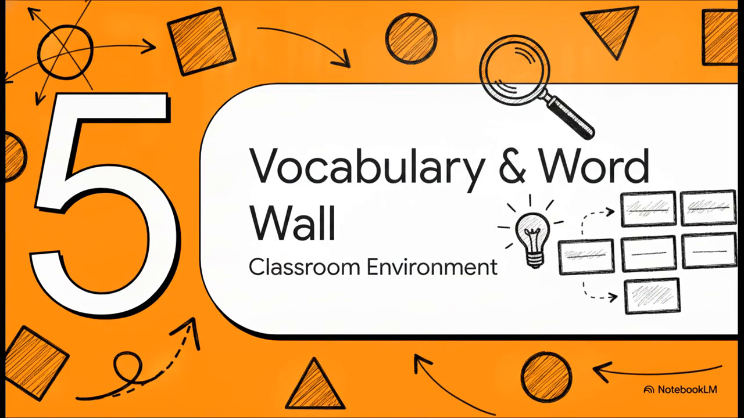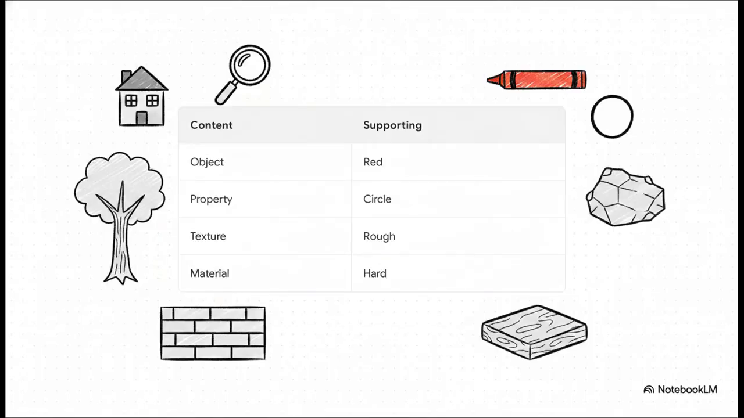Section 5, Vocabulary and the Interactive Word Wall. The classroom environment. Let's move to how this all builds and how to visually anchor everything your students are discovering. It's really helpful to distinguish between our two tiers of vocabulary. On one side, we have our big academic content words: color, shape, object, physical property, texture, material. These are the broad concepts.